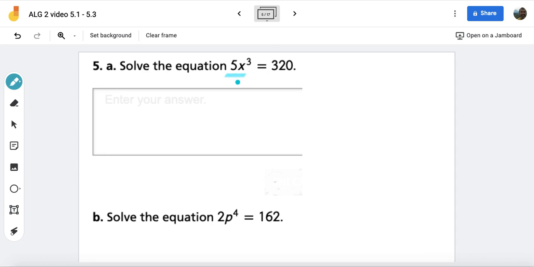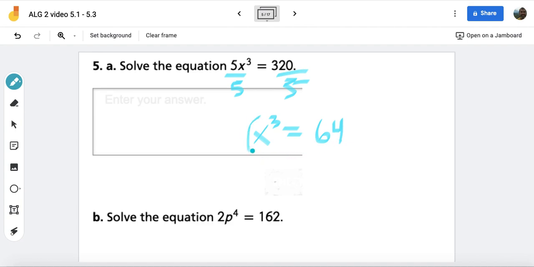First thing we're going to do is divide both sides by 5, because I've got to get the x cubed by itself. X cubed equals 64. I think 320 divided by 5 is 64.